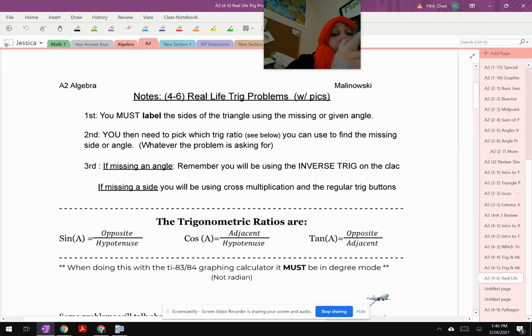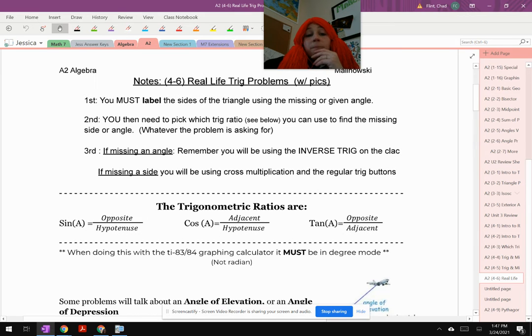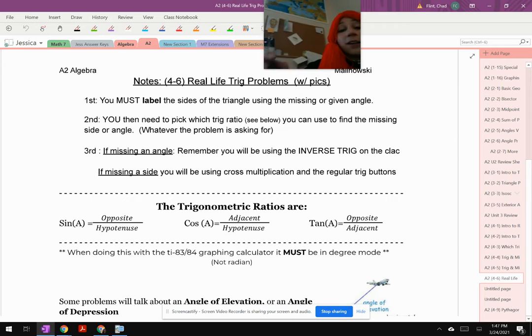So first, just like we started off at the beginning of this unit, you have to start by labeling that triangle or the picture with your given information and the missing side. Sorry, the given information and what they're looking for. Label that information. Then, just like you did before, go through and label the adjacent, hypotenuse, and opposite.